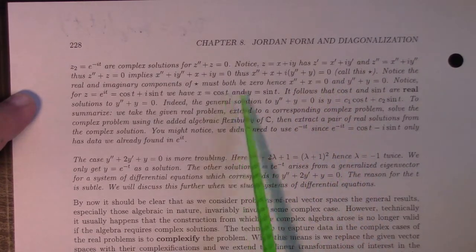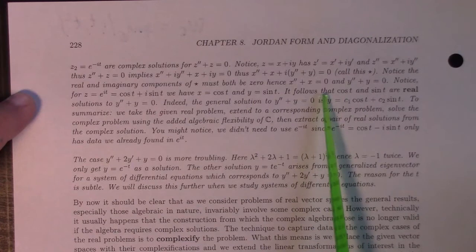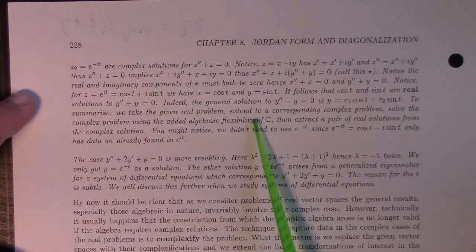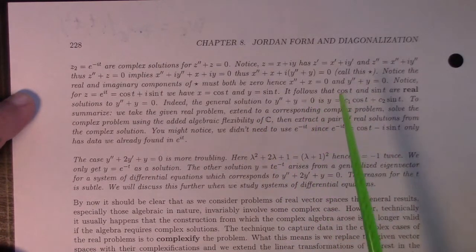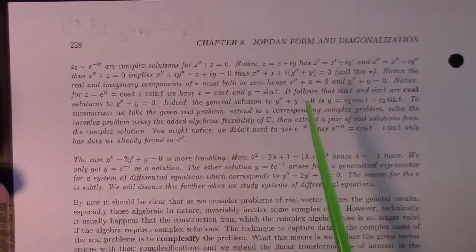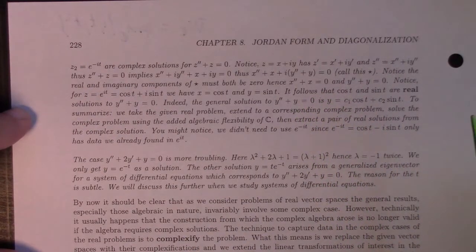So we find that cosine and sine are solutions to y'' + y = 0. And that is the technique of complexification. What you do is you take the given differential equation, complexify it, find the complex solution, and then the real and imaginary parts of the complex solution will be separately real solutions to the original problem. That doesn't actually do everything.